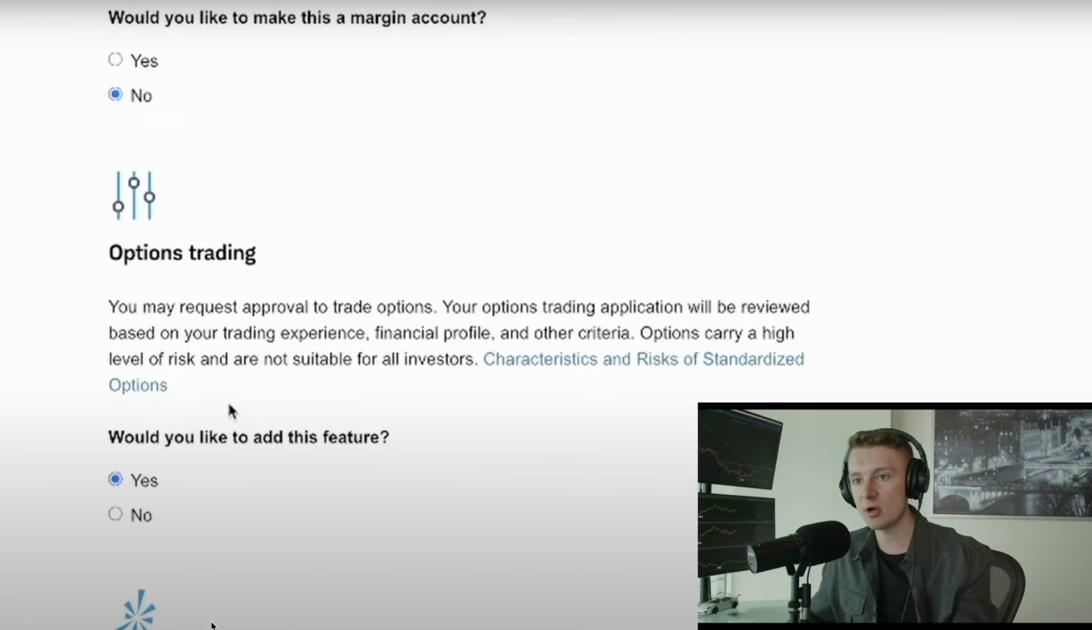Now, under options trading, what you need to do is hit yes. You would like to add this feature. Again, you need to make sure that you have the ability to trade options. Now, this goes for Interactive Brokers. Make sure to choose the option that is going to allow you to trade options.